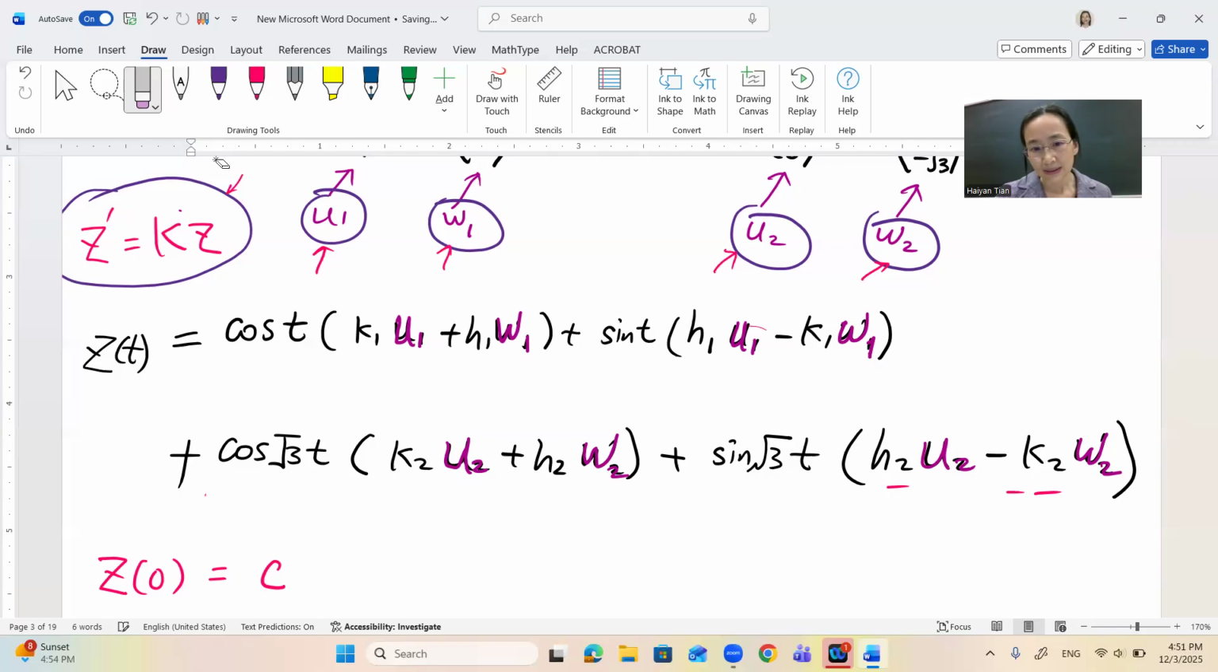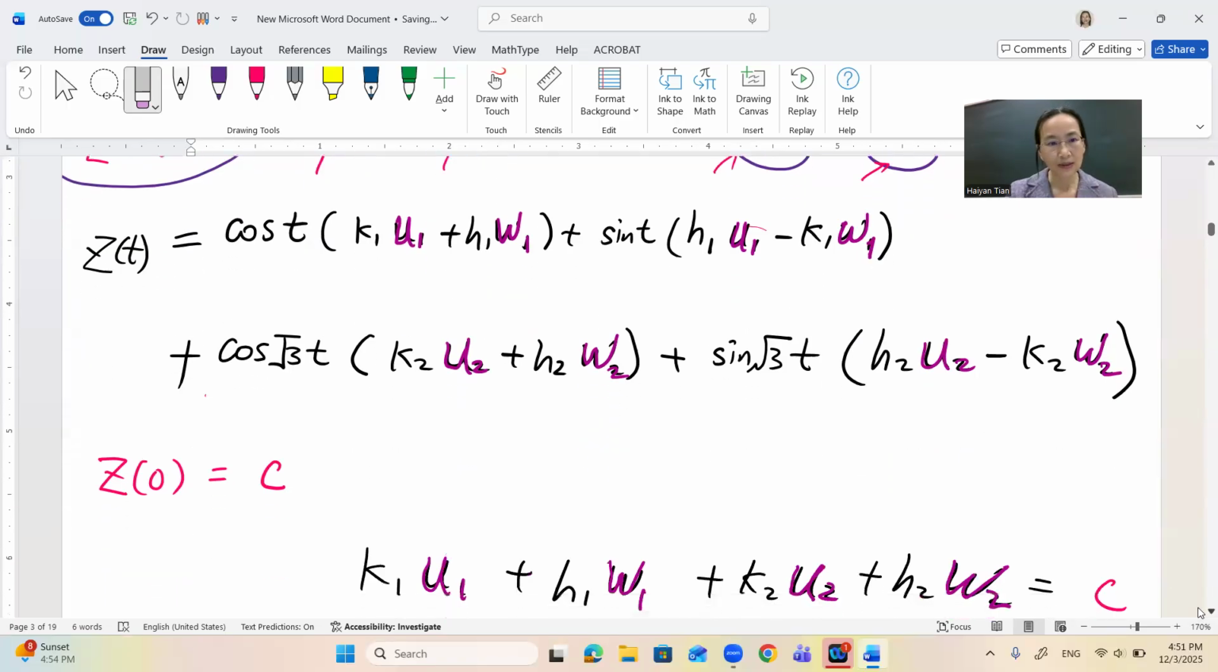They can be anything, unless you want the solution to satisfy a certain initial data. For example, if z at 0, because if we require when time is 0, they should satisfy an initial condition, then you will need to determine, right? You can have enough information to determine K1, H1 or K2, H2. So how? All you need is to substitute the t being 0 in here.